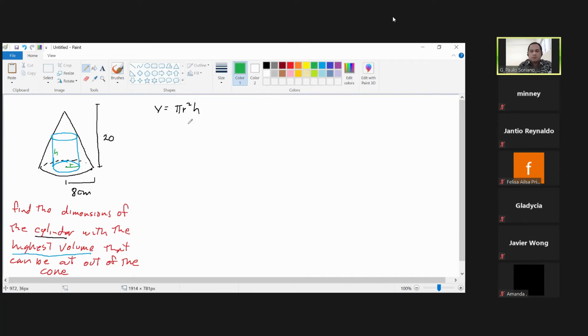So the volume of the cone is equal to 1/3 of this volume. So pi r squared h over 3. So the volume of the cone is pi times the radius, we got 8, 8 squared times the height, which is now 20, over 3. This is the volume of the cone.